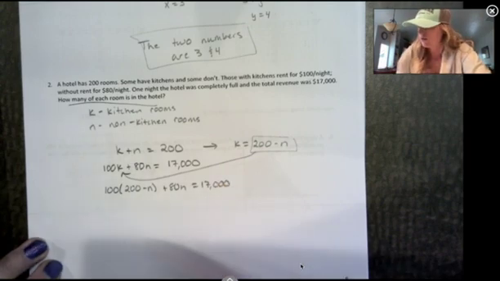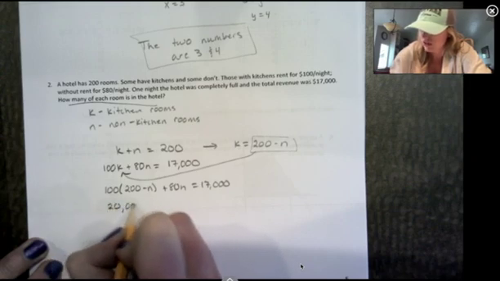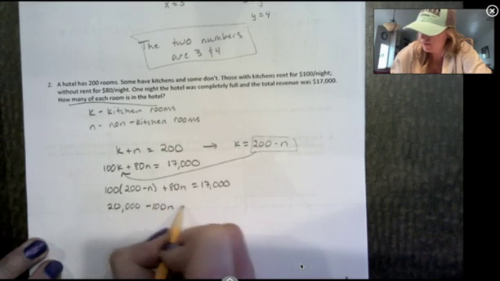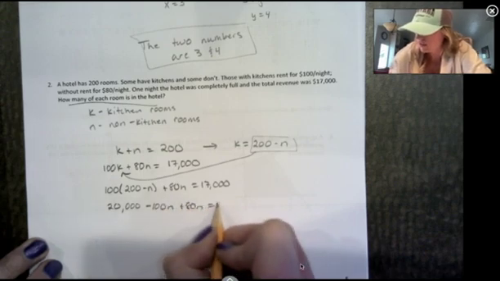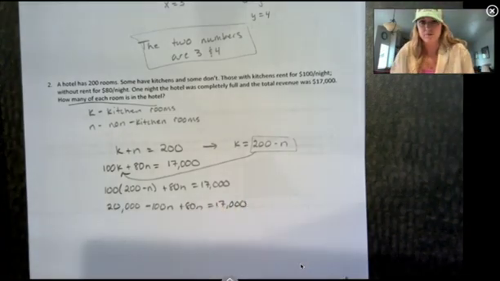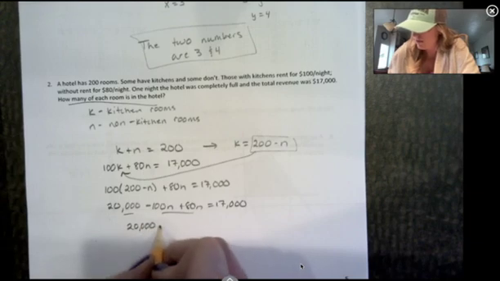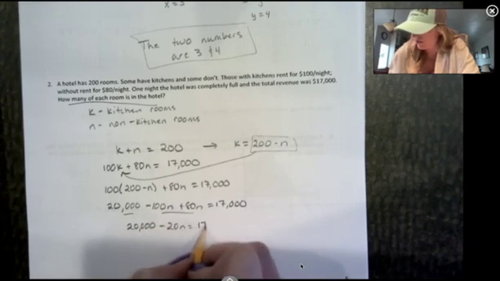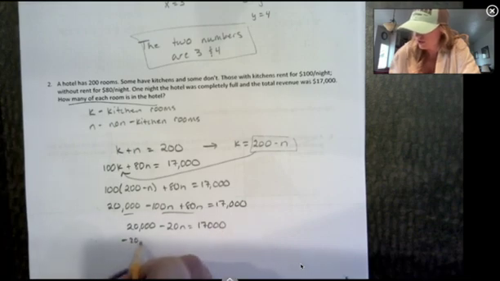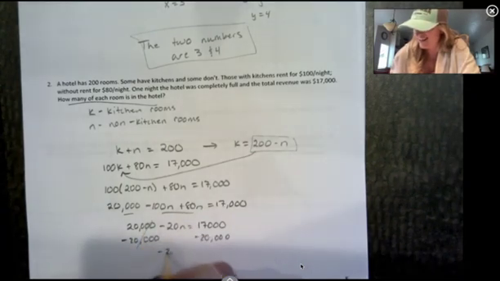Okay, and then I got a little bit of work to do here. So let's see, what do I get? 20,000 actually, minus 100n plus 80n equals 17,000. Okay, and then combine some like terms here. So I've got, let's see, my n's. So I got 20,000 minus 20n equals 17,000. Subtract 20,000 from both sides. Lots of zeros. Negative 20n equals negative 3,000.